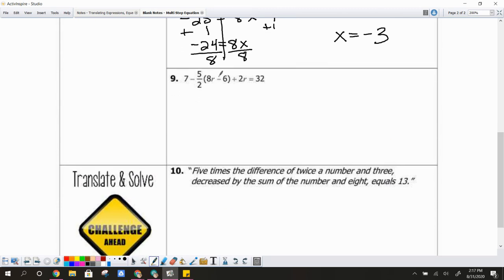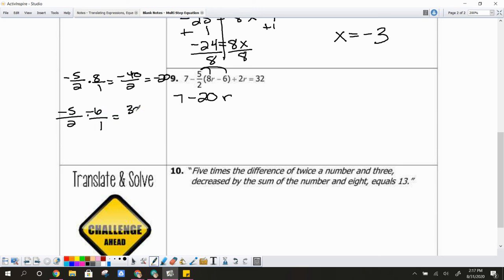All right, so for number 9, same idea. We're distributing, but this time it's a -5/2. So I'm going to do 7 and then -5/2 times 8 over 1, -40 over 2, which is -20. So I have minus 20r, and then -5 over 2 times 6, or 6 over 1, plus 30 over 2, which is a positive 15.